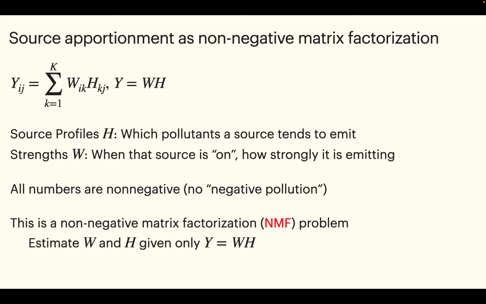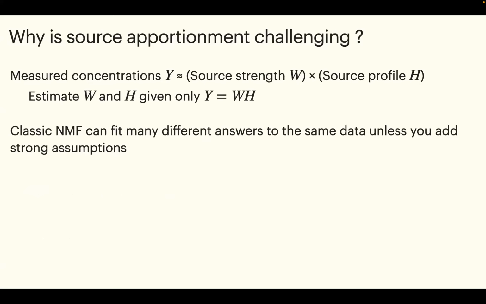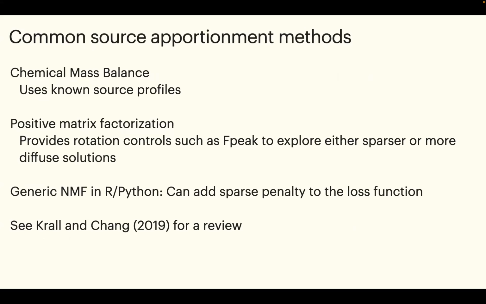There have been a lot of attempts to solve this, but the challenge is you only observe Y, and you're trying to infer both W and H, and that is a fundamentally ill-posed problem. There can be multiple different Ws and Hs that give you the same Y, so you are not going to be able to get a unique solution. Different source apportionment methods address it in different ways.